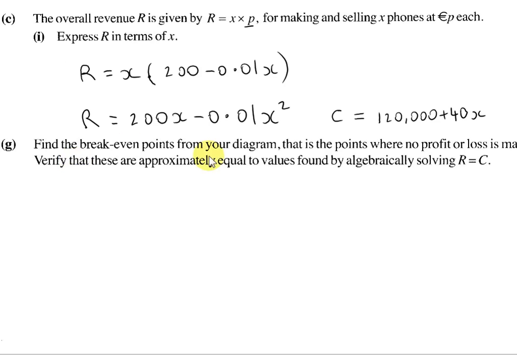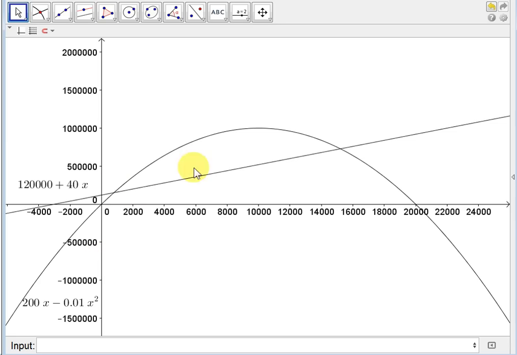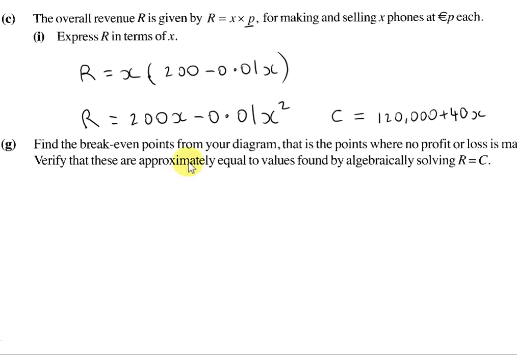Find the break-even points from your diagram. That is the points where no profit or loss is made. Well, I'm going to do this using GeoGebra, and then we'll do it using calculation. So the break-even points are the points of intersection. So here they are. The x value of this point is 788.9. The x value of this point here is 15,211.1.